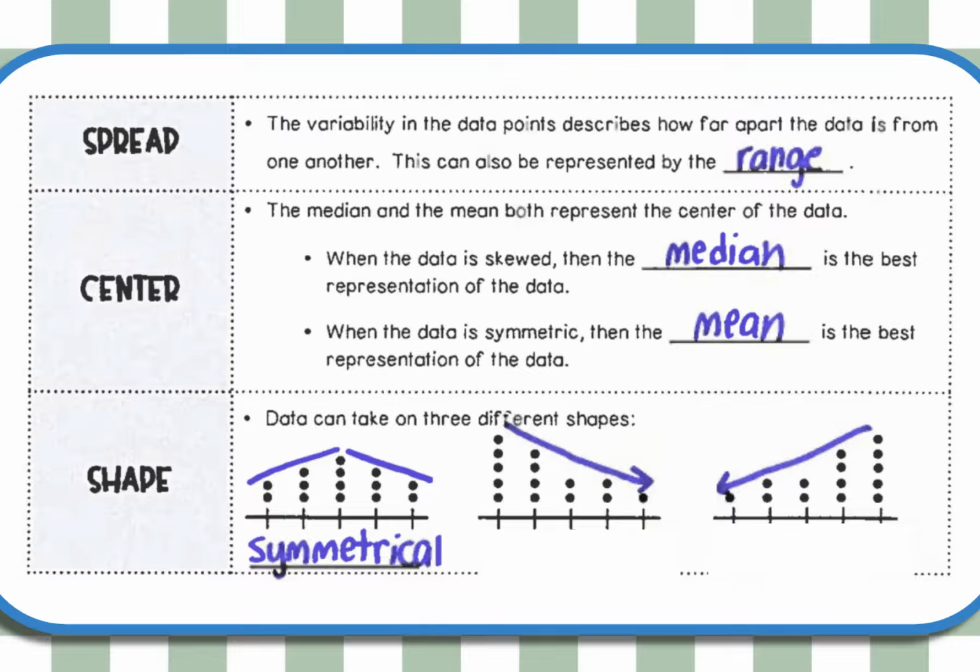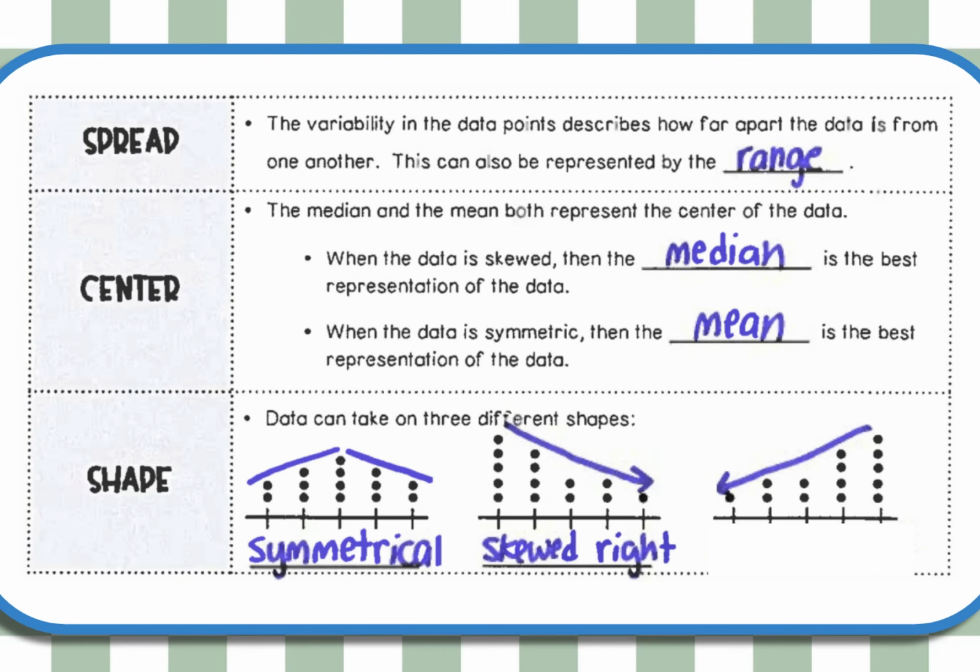Then you'll have some data sets where most of the dots are stacked up on the left side. And see how I drew an arrow going down to the right? I want you to think of it kind of like you're skiing down a mountain. So you're skiing down and to the right. That would be called skewed right. So when all the data points are to the left, that's called skewed right.